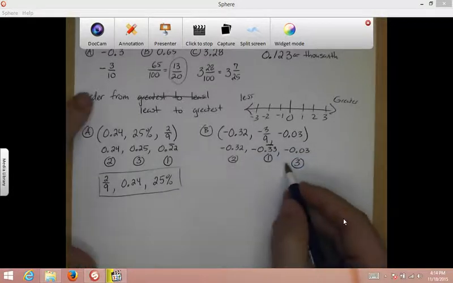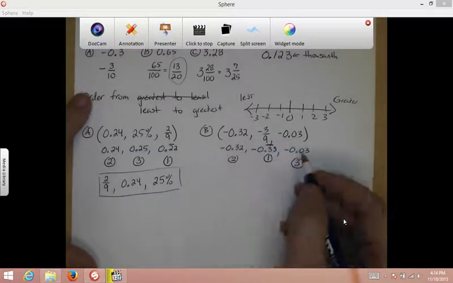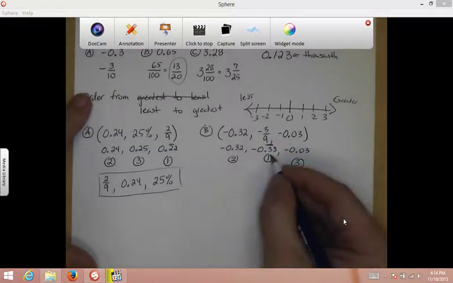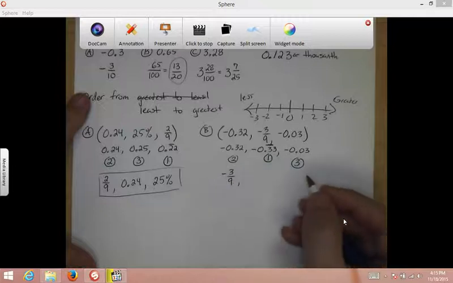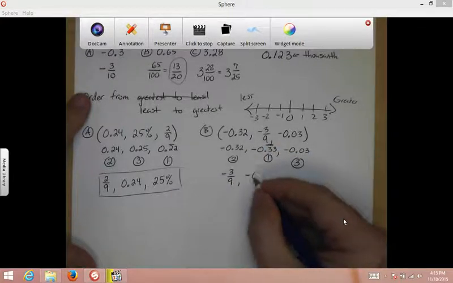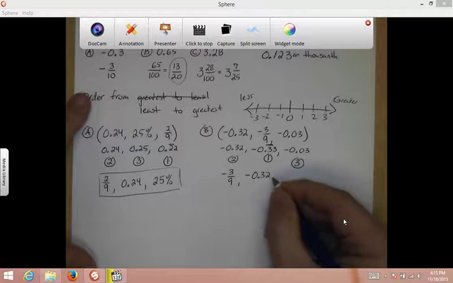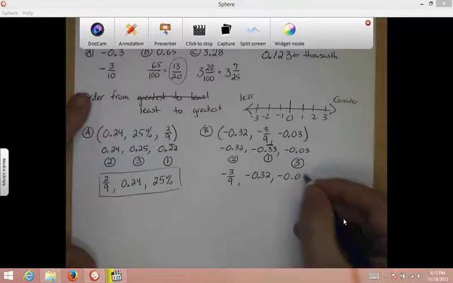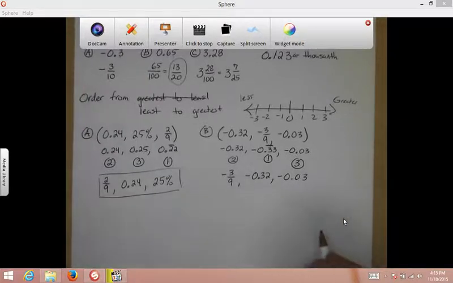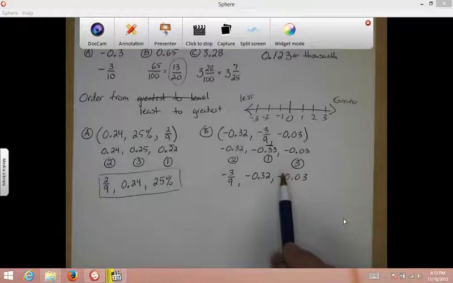Now I just write it back in using the original numbers. So my number 1 position is negative 3/9. My number 2 position, negative 0.32. And my number 3 position, the greatest, is negative 0.03. And that's ordering from least to greatest. This is Chapter 4, Section 2, if you need to check the videos on that.